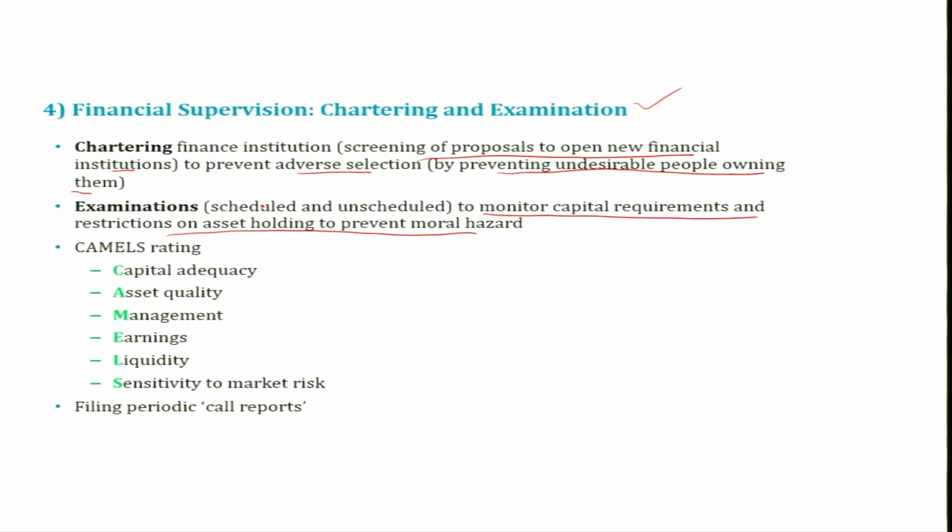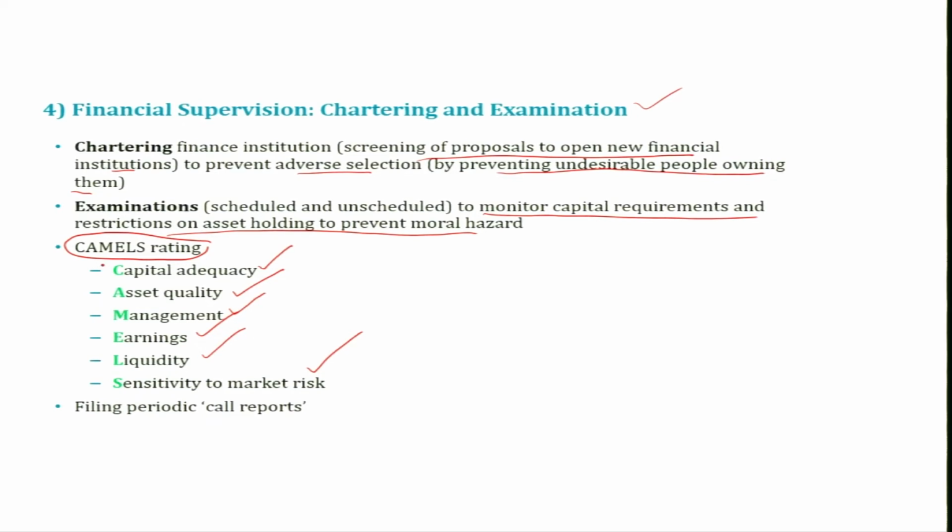Bank examiners give banks CAMEL ratings, and this acronym is based on the six areas assessed. One is capital adequacy, which you are already familiar with. Then the asset quality, this is also the NPA part. Bank examiners will be monitoring and assessing this. Then the quality of the bank management, liquidity of the bank, and sensitivity to market risk, including interest rate risk and inflation risk.